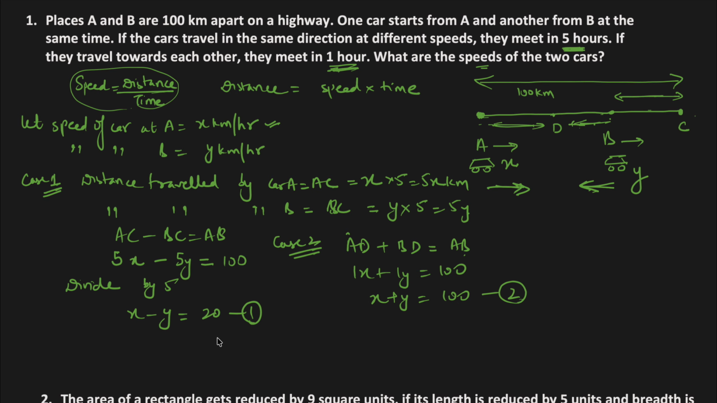Now I have two equations, x minus y is 20, sorry not plus, and x plus y is 100. So let's solve them. Simply we will use the elimination method here, because you see the coefficients of the variables are the same, and here there is a plus minus sign, so I can add so that it cancels out. So it is 2x is 120, so x comes out to be 60.